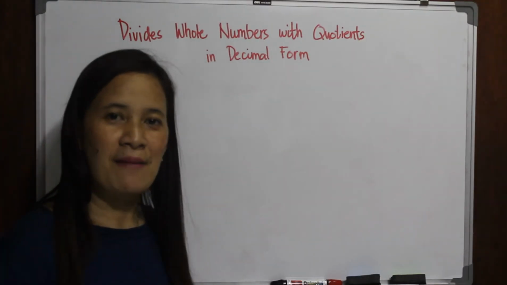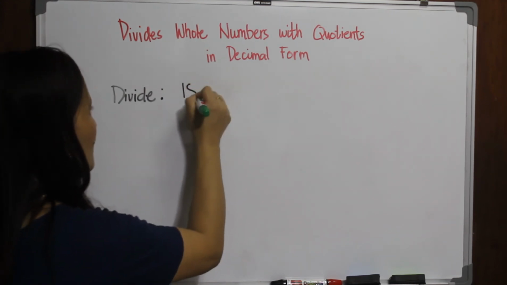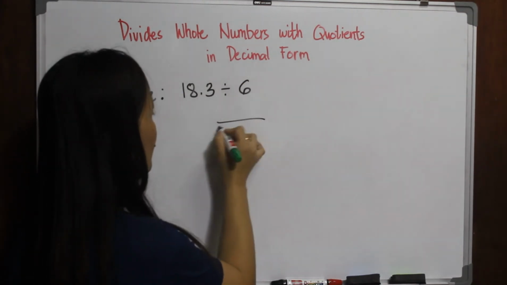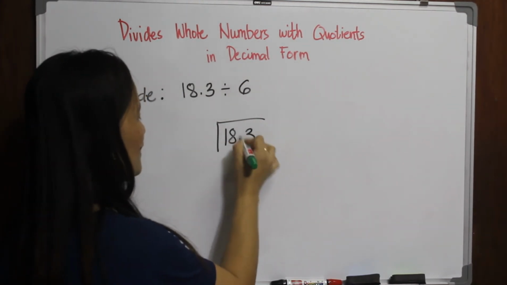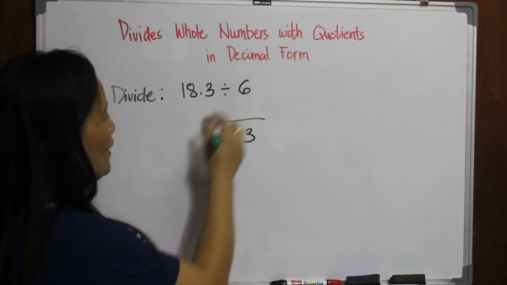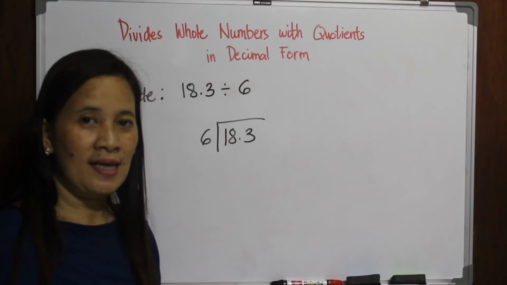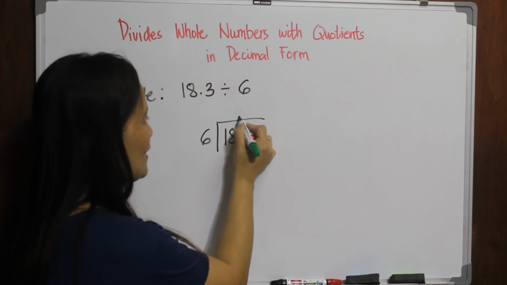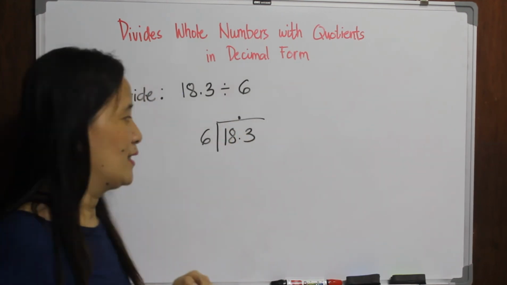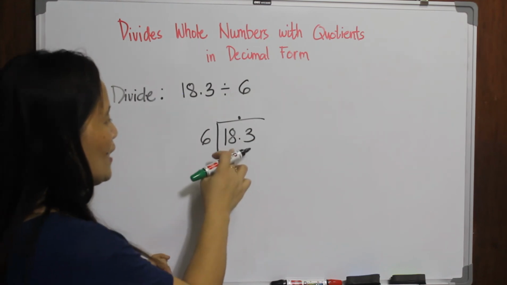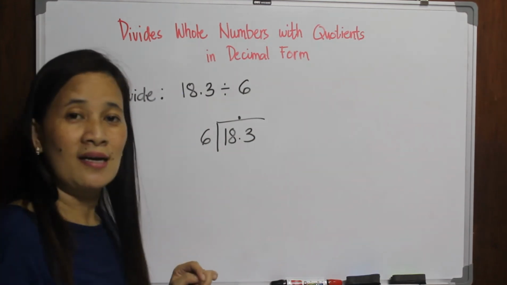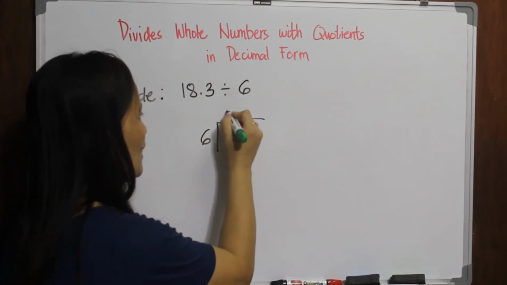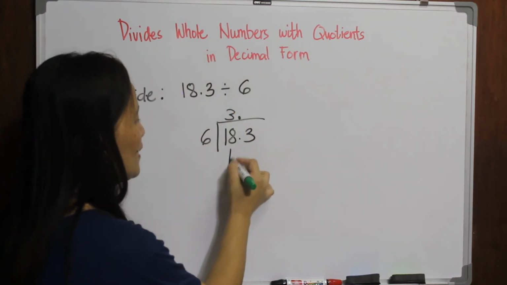Okay, so let's have another example. Let's divide this number. We have 18 and 3 tenths divided by 6. So, dividend, let's write it inside the box. So automatic, kapag nagdi-divide tayo ng decimals, huwag kakalimutan yung ating decimal point sa taas, sa quotient. Then divide like a whole number. So, 18 divided by 6. So, ilang 6 meron sa 18? So, we have 3. 6, 12, 18. So, 3. Then, 3 times 6, that is 18.